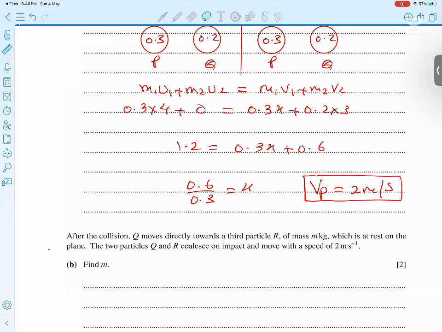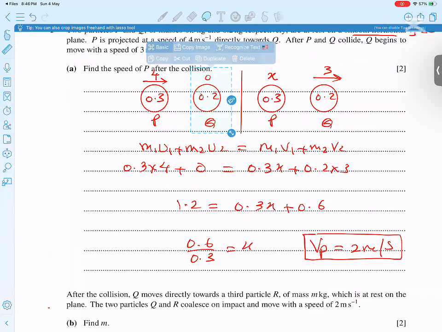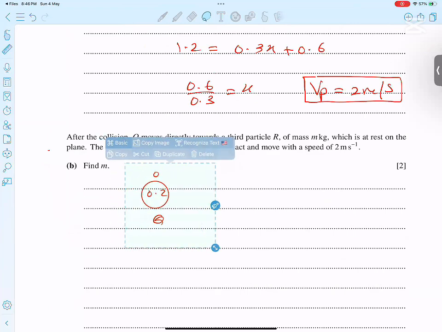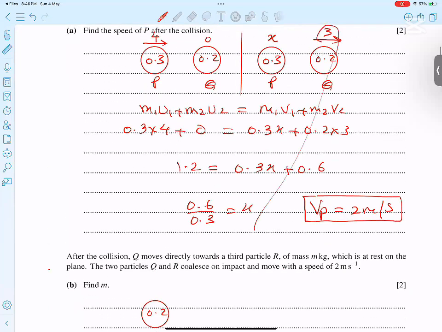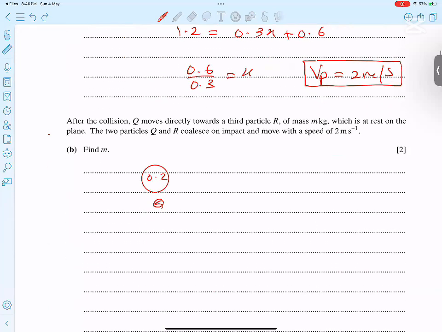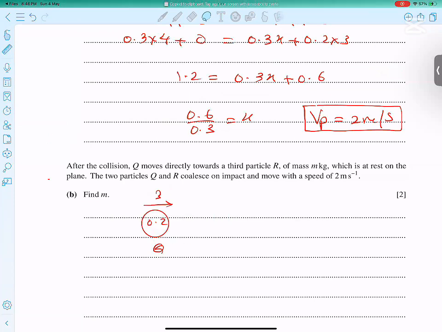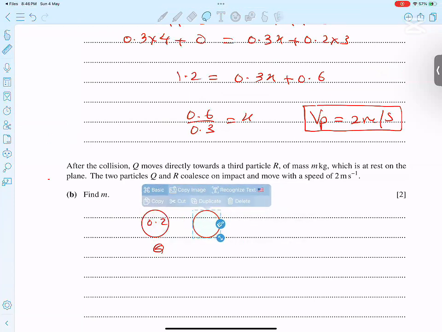Okay, so what I will do, I will copy this and paste here. There's a Q, but Q is moving with the speed of what? We know the speed is 3. So this speed is 3. And what he said further, repeat again. This is Q moving directly towards R. This is R. Okay, mass is m kilogram, and which is at rest, so no speed.